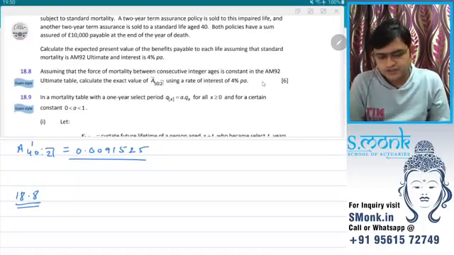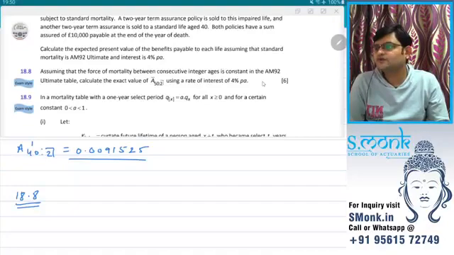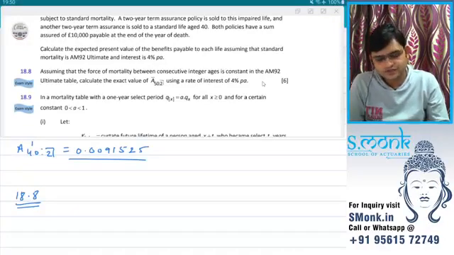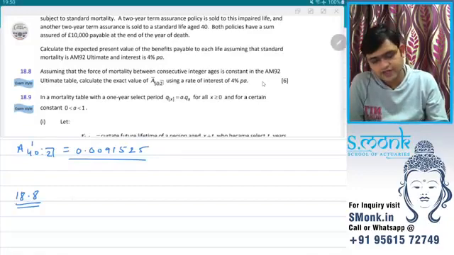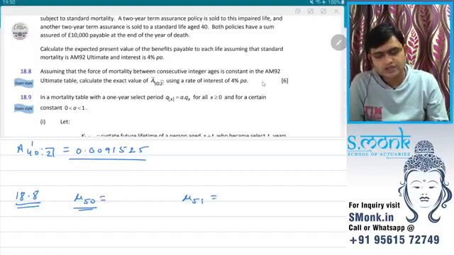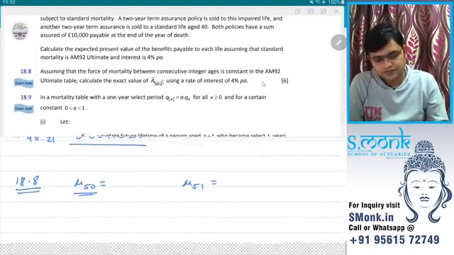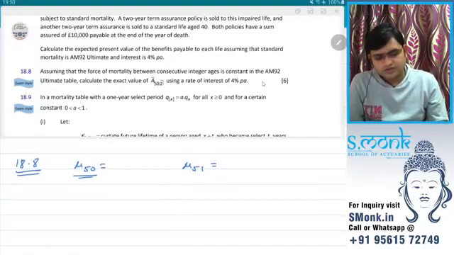So they're saying, assuming a constant force of mortality between consecutive integer ages. So that means if you're talking about 52 going for 2 years, we will be saying mu 50 is constant and mu 51 is also constant. Okay, that is what our assumption is going to be. So for 1 year, these are constant values.